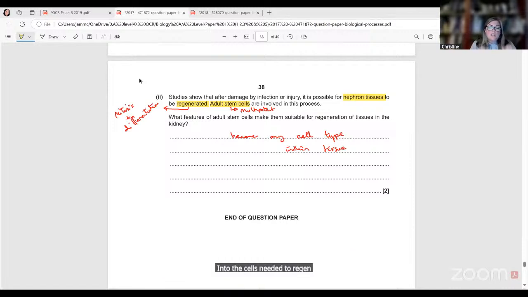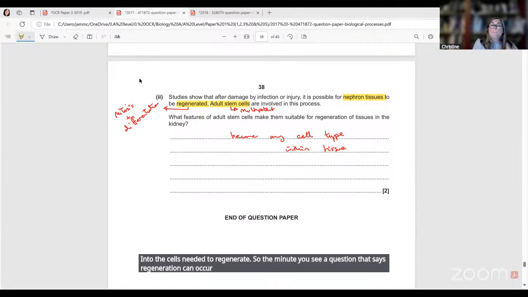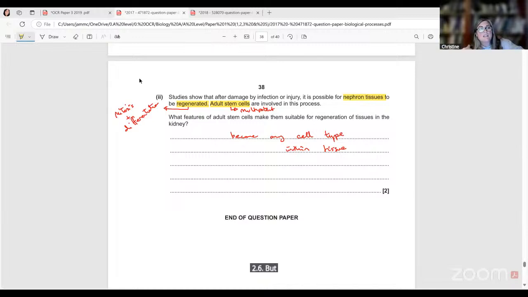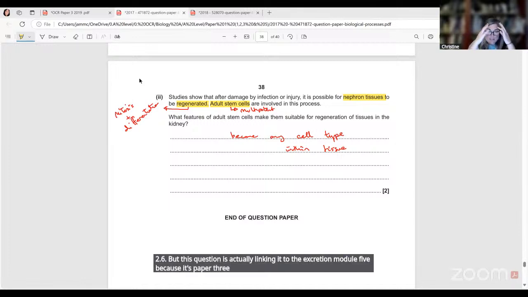So the minute you see a question that says regeneration can occur, that means you are looking at a multipotent stem cell, because it's an adult stem cell. What topic would that be? When we're talking about potency and stem cells, that's module 2, 2.6, but this question is linking it to the excretion module 5, because it's paper 3, and that's where they can do that interlinking. So yeah, does that help?